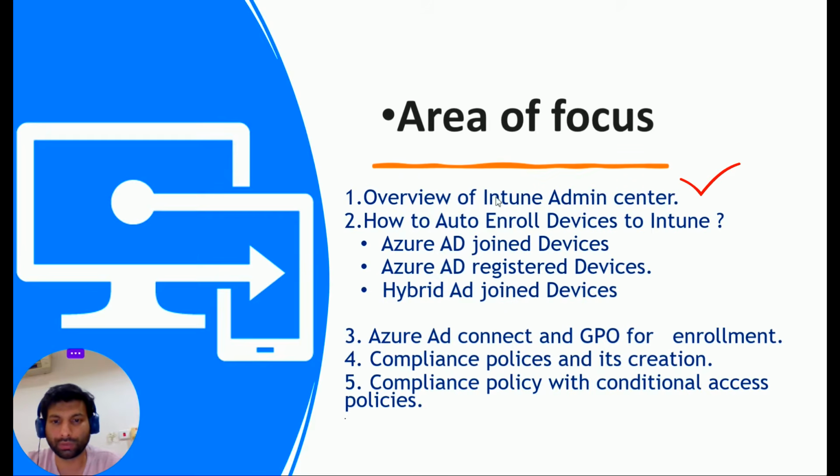Let's have a quick overview of what we have covered so far. We have seen the overview of Intune Admin Center. I have just introduced the Intune Admin Center before you, and I have shown how we can enable the automatic enrollment with Azure AD join devices, Azure AD registered devices, and hybrid AD join devices. What the requirement for Azure AD Connect and GPO is for the hybrid AD join devices enrollment. So till the third point we have covered so far.